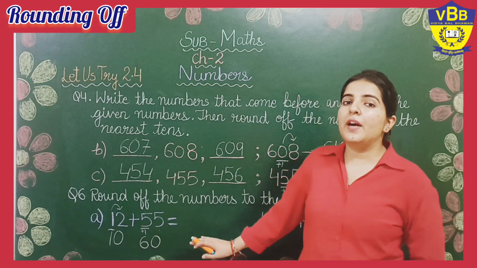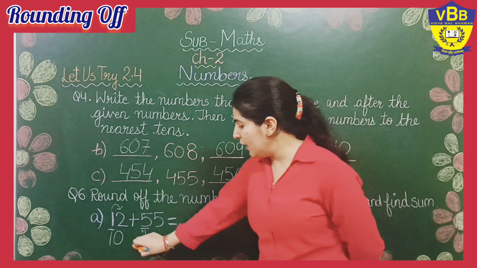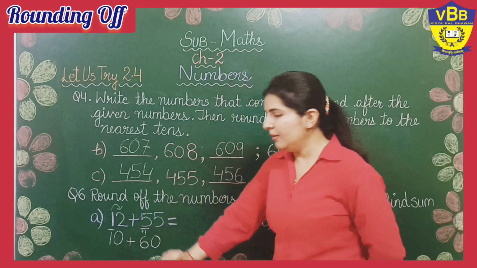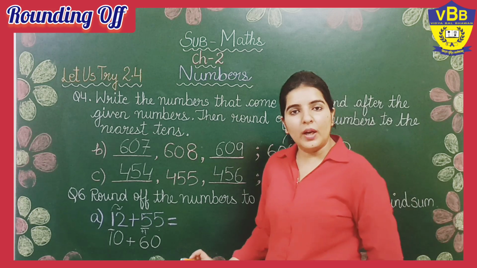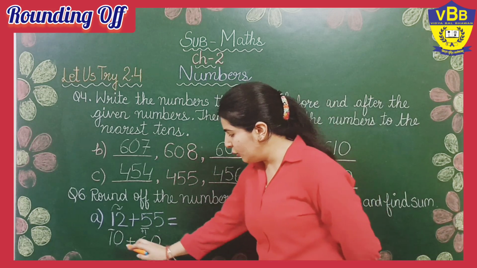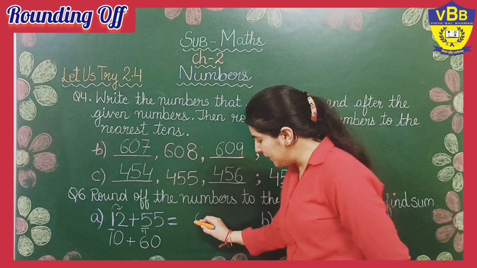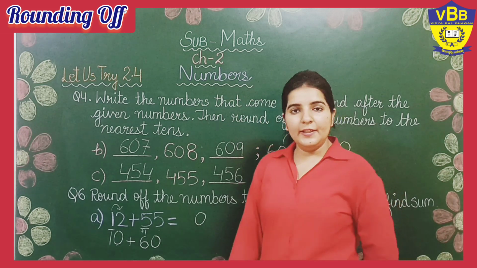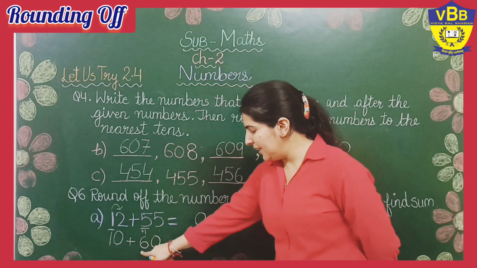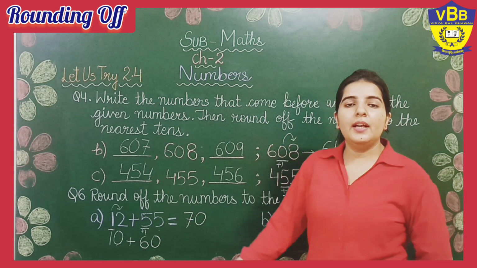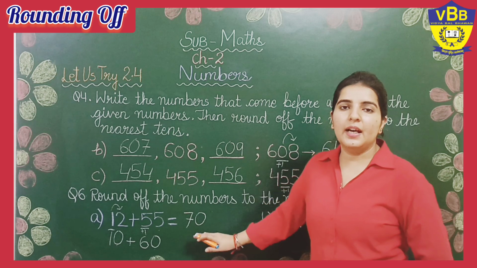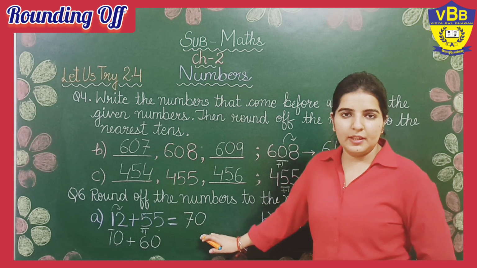Now we have to find out their sum. What is 10 plus 60? First of all, we will add the ones place numbers. 0 plus 0 will be 0. On the tens place, 1 plus 6 will be 7. So when we add both the numbers, the answer will be 70.